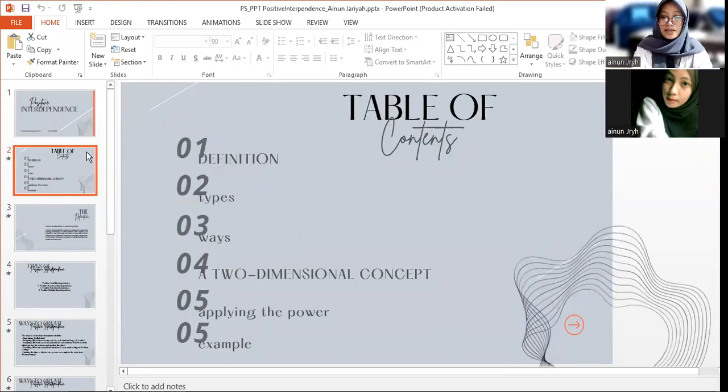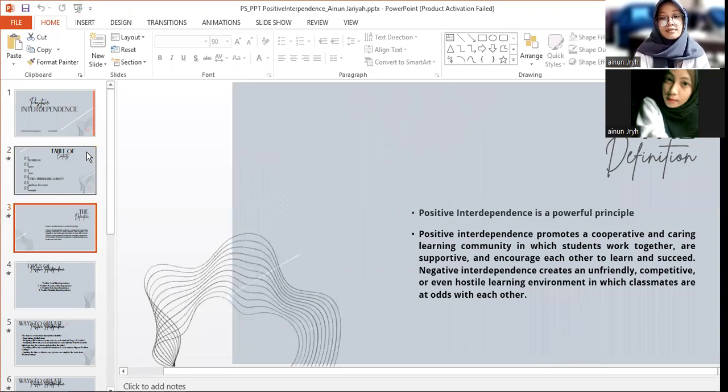Table of contents. The first, definition. The second, types. The third, ways. The fourth, a two-dimensional concept. The fifth, applying the power. And the last, example.